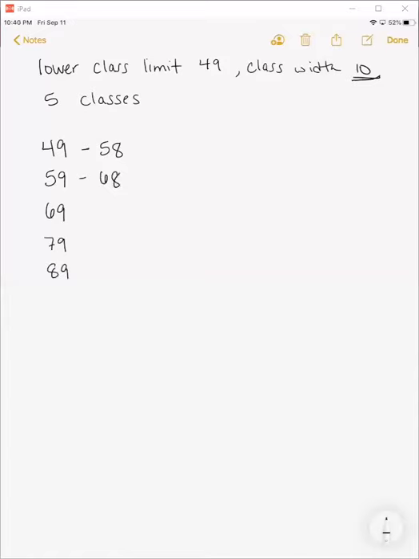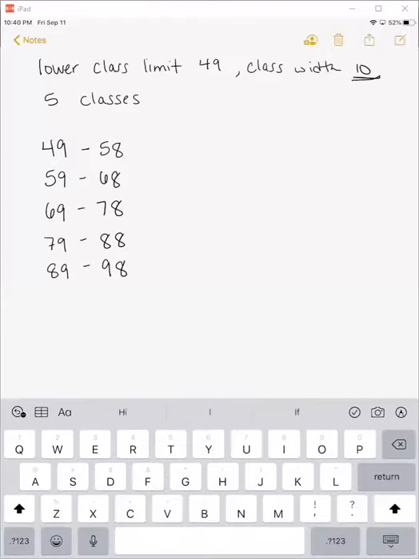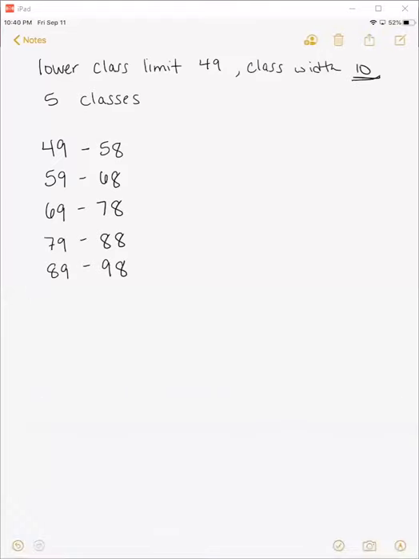So I get 68, 78, 88, and 98. And you'll notice that there's a difference of 1 between them, but there's no overlap. 49 to 58, then 59; 68, 69; 78, 79; and so forth. So this would be class limits.